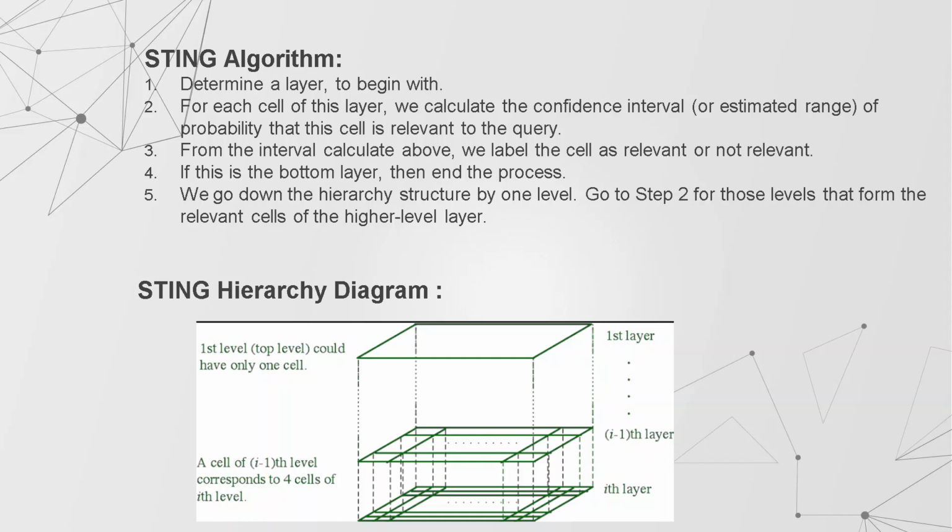The fourth step is, if this is the bottom layer, then end the process. And the last one is, we go down the hierarchy structure by one level and go to step 2 for those cells that form the relevant cells of the higher level layer. So this is the hierarchy diagram of STING.